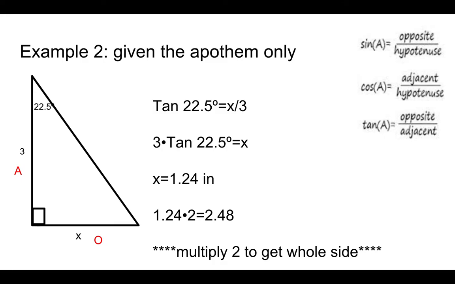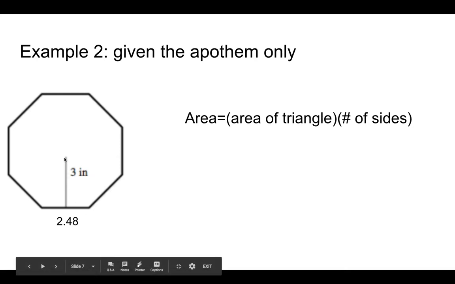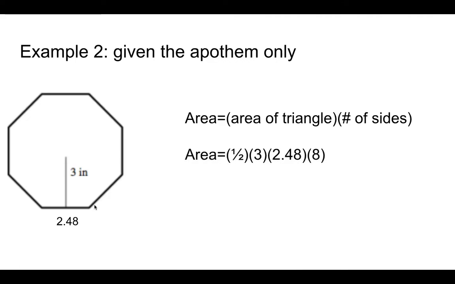Now we are ready to take the area of the entire polygon. We got 2.48 as the side of the polygon and the apothem is 3 inches. So it's the area of the triangle times the number of sides. When I say the area of the triangle, that's just this triangle right here. There are 8 of those triangles in there. So we do 1/2 times 3 times 2.48 to get the area of that one triangle, and multiply it by the number of sides, or the number of triangles inside the octagon, which is 8, and we get 29.76 inches squared. That is the entire area of this octagon.